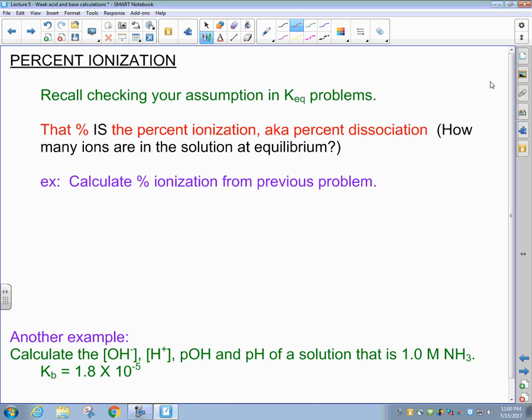Percent ionization is our next topic for today. We have just shown you a check your assumption in the previous KA problem that we did. Checking your assumption is also the percent ionization. In other words, we are determining what percentage of our molecular acid or base has been transferred to the product side into ions. It is the exact same calculation that you've done when you check your assumption. We're just now going to check your assumption by a different name.